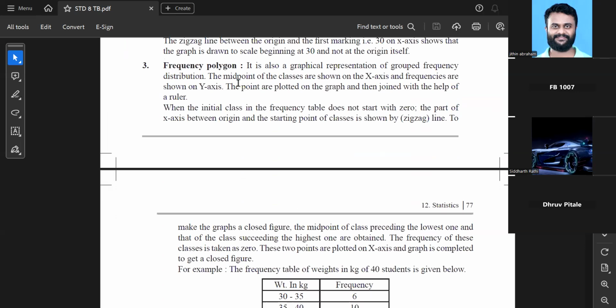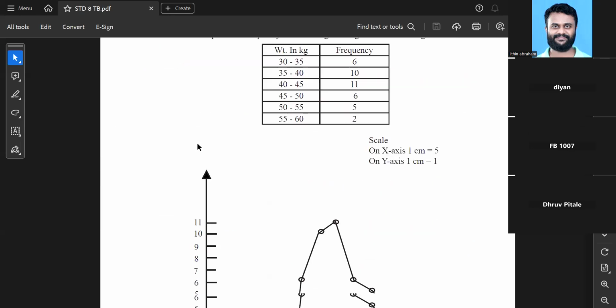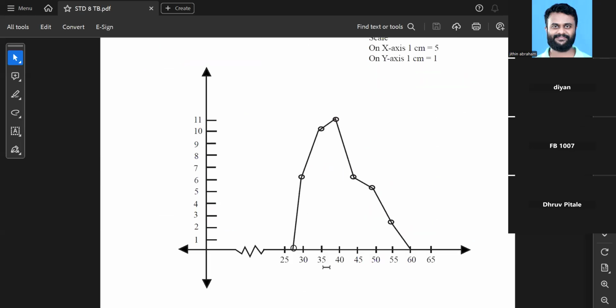Next is what? Frequency polygon. It is also a graphical representation of group frequency distribution. The midpoints of the classes are shown on the x-axis and the frequencies are shown on the y-axis. The points are plotted on the graph, then joined with the help of a ruler, like this. So we are going to plot the midpoints and then we are simply going to join the points.